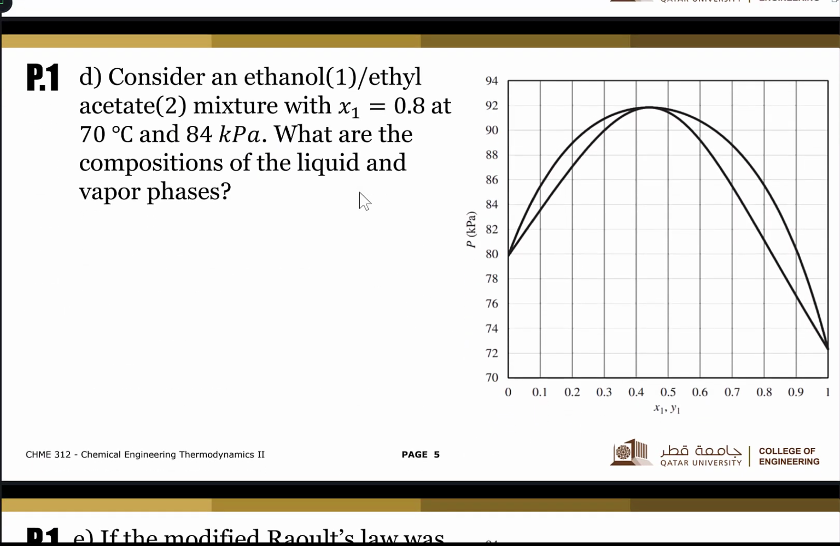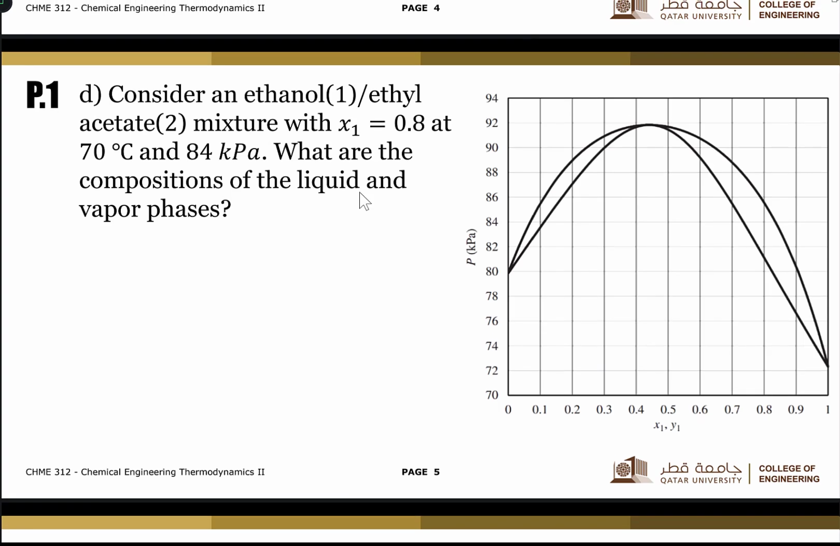Next problem. Consider ethanol, ethyl acetate, again, same thing. In this case, x1 is 0.8, temperature is 70, pressure 84. What are the compositions of the liquid and vapor phases? So again, we go to the x-axis, we find 0.8. Y-axis, 84. So this is 84. We try to check where they meet. It's a mixture.